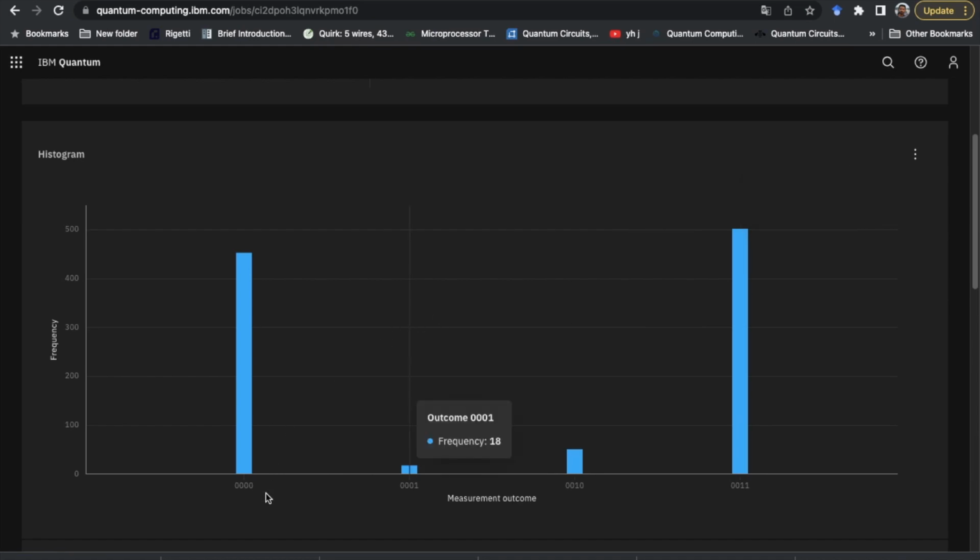So here you can see that the 0 0 and 1 1 states are more dominant. So the real quantum computer creates the Bell state, and here you can see that when one qubit is in the 0 state, the other qubit is also in the 0 state. And if one qubit is in the 1 state, then the other qubit is also in the 1 state, and this is actually the entangled state.